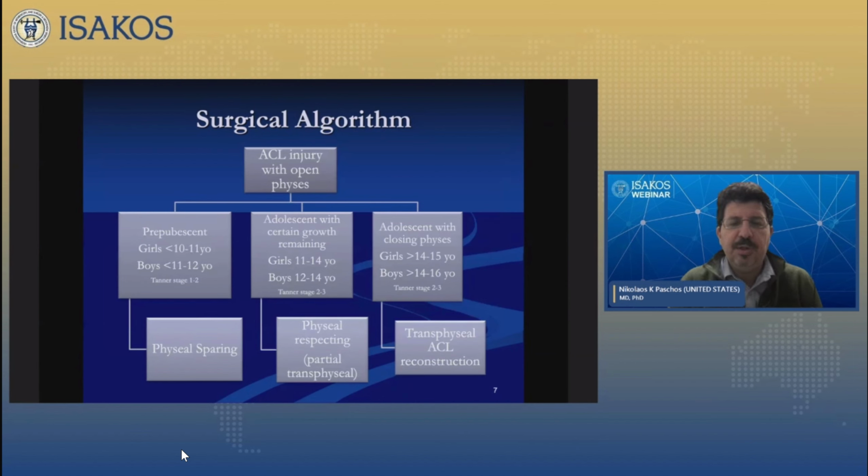This is my algorithm. I couldn't agree more with what Matt was saying about skeletal age. I think you can incorporate all the different things, and everyone is a little bit different, but the algorithm would be, for skeletal age, girls less than 11 and boys less than 12, definitely a physeal sparing technique. When we have that gray zone between 12 to 14 for girls and 12 to 15 for boys, sometimes we can do a partial, physeal respecting technique. And then when you are very close to skeletal maturity with an assessment of the skeletal age, then you can do transphyseal ACL reconstruction.